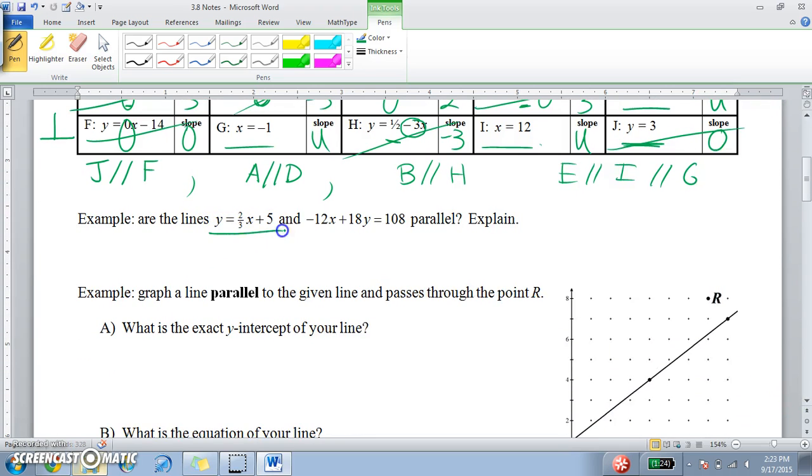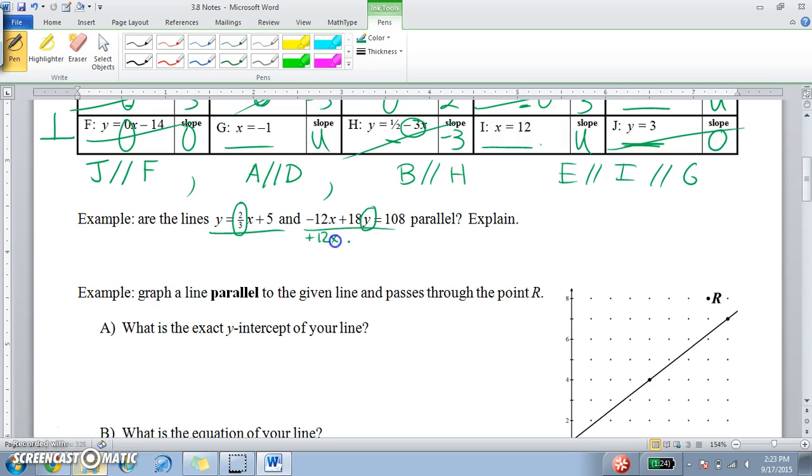Are the lines y equals 2/3 x plus 5 and -12x plus 18y equals 108 parallel? Well, we can easily tell the slope of this line right here because this is in slope-intercept form. So the slope of this line is 2/3. We now have to decide if the slope of this line is also 2/3. So to do that, we have to put this in slope-intercept form, which means we have to solve for y.